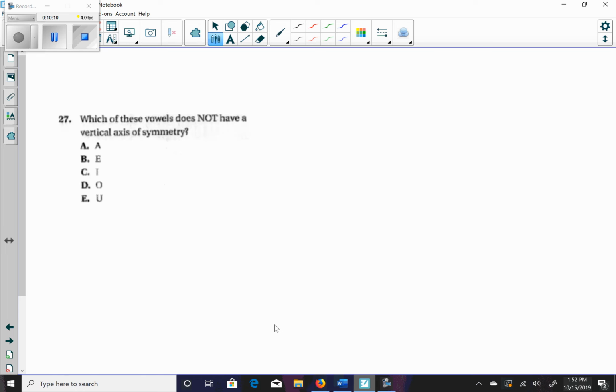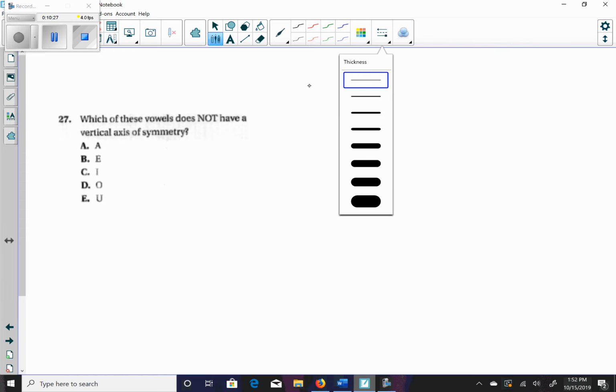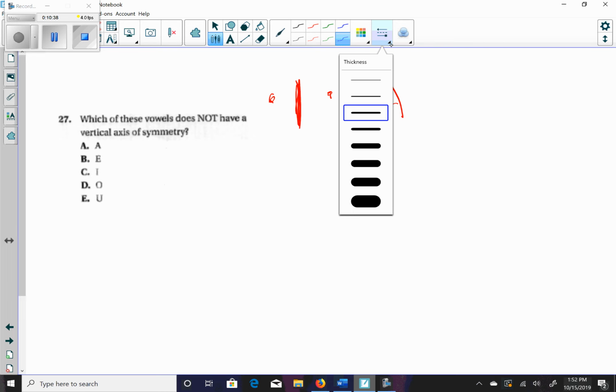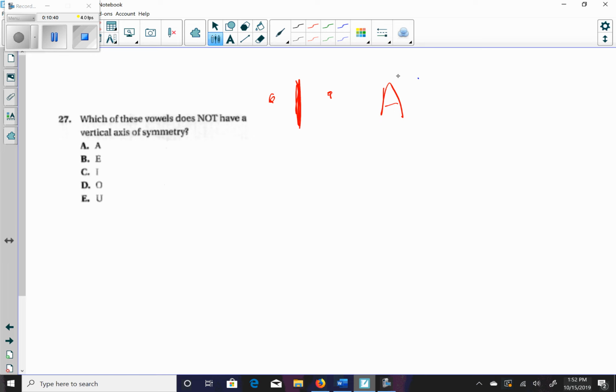Number 27, which of the letters does not have a vertical axis of symmetry? Vertical means that the line is going to go up and down. So a vertical line goes like this. Axis of symmetry means that it makes the left side and the right side look exactly the same. So if I think of my A, I can very easily draw a line that cuts that A in half. So that does have a vertical axis of symmetry.